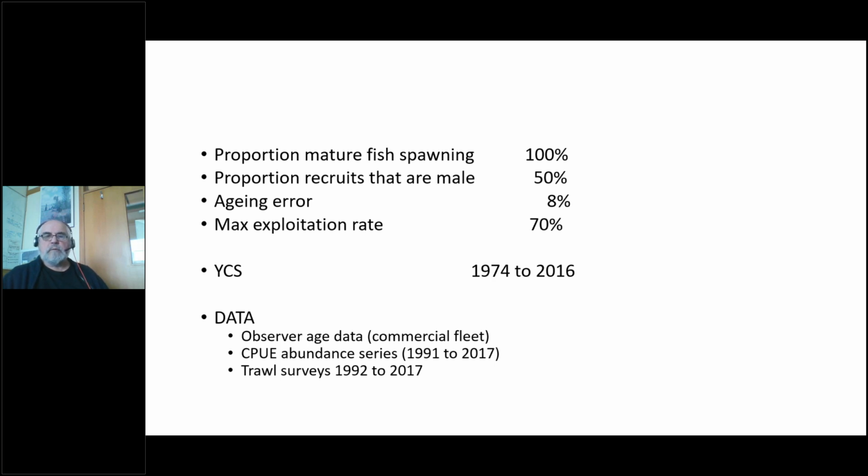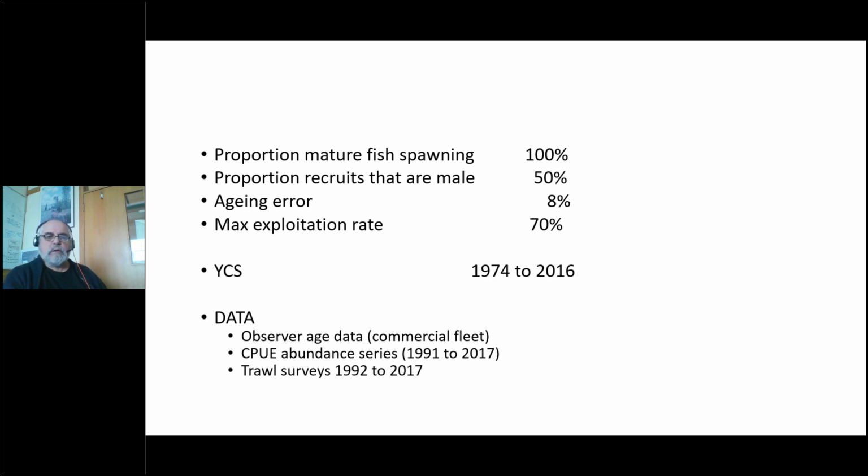It's a 50-50 male-female split for recruits. There's an 8% aging error for the age frequencies, and the maximum exploitation rate is 70%, which is a common thing to do in New Zealand assessments. And then we have year class strength starting from 1974 to 2016. And the first year in the model is 1975, but you need a year class strength for the year before to get recruits as age 1 in 1975.